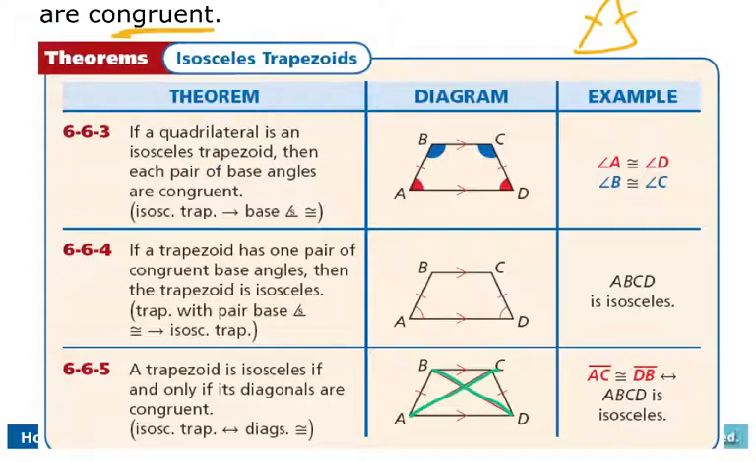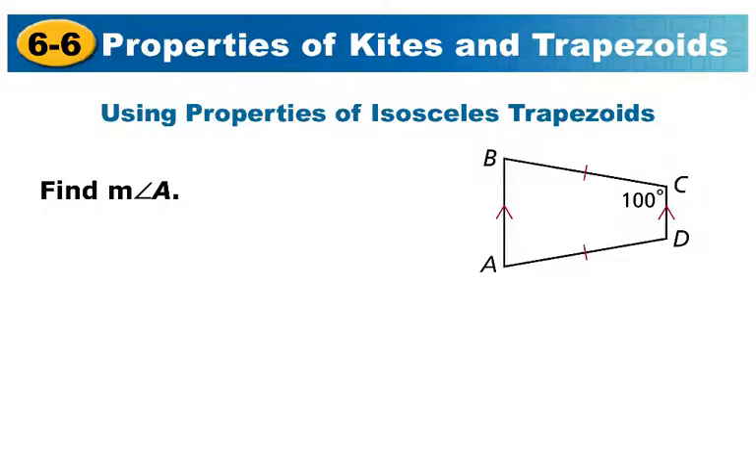So we're going to use that in this next example here. We're going to find the measure of angle A. And of course this is on its side from what we've been looking at, but it's the same idea. The bases are parallel, and we've got the legs that are congruent. And so if the bases are parallel and the legs are congruent, this is an isosceles trapezoid. And so that means that the base angles are going to be the same. So this is 100 over here. And then whatever this other green angle is, it's going to be equal to the other one.